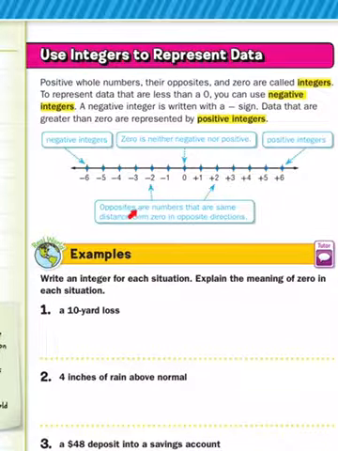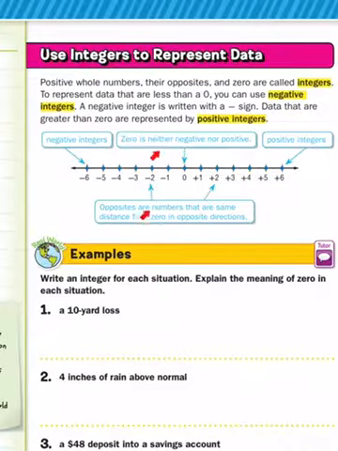Now, opposites, this is another vocabulary word, are numbers that are the same distance from 0 in opposite directions. So the opposite of positive 2 is negative 2. The opposite of negative 6 is positive 6. All right. Now we're going to get started.